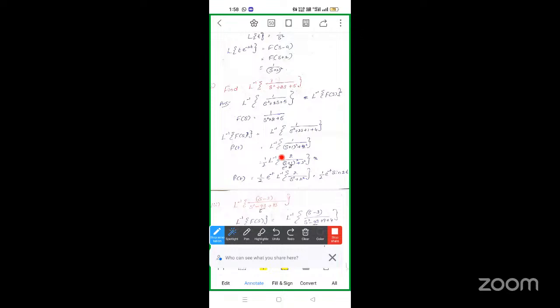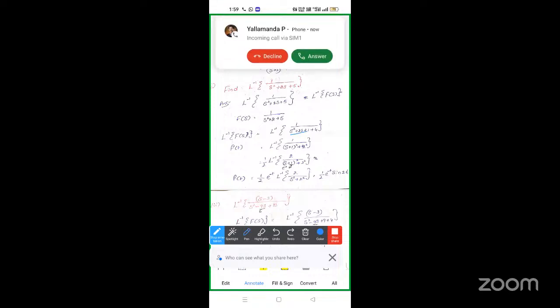Next example: L inverse of 1 by s square plus 2s plus 5. So find the L inverse of 1 by s square plus 2s plus 5. So here, 5 can be written as 4 plus 1. F of s is equal to 1 by s square plus 2s plus 5. So 5 can be written as 1 plus 4. So the first three terms s square plus 2s plus 1 can be written as s plus 1 whole square.